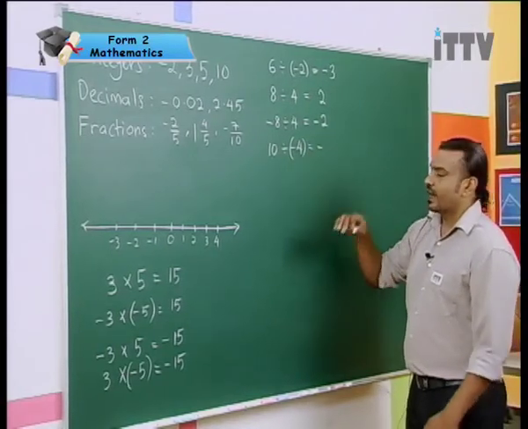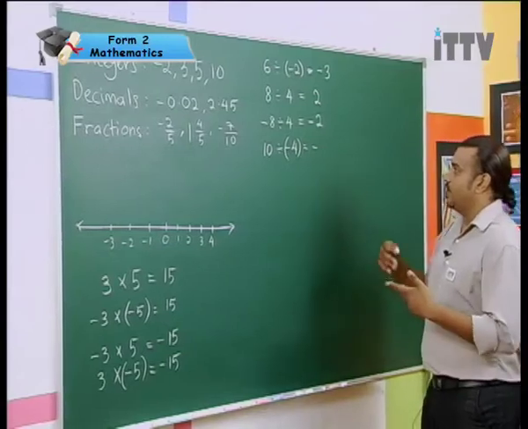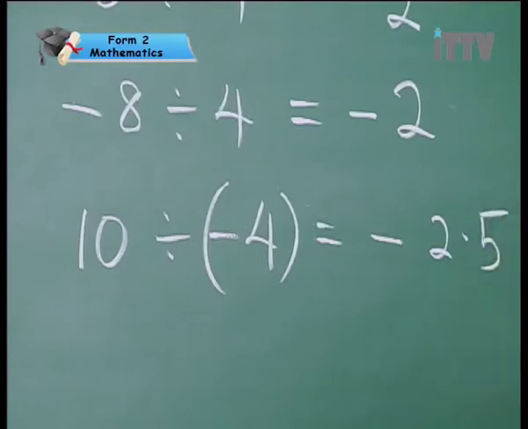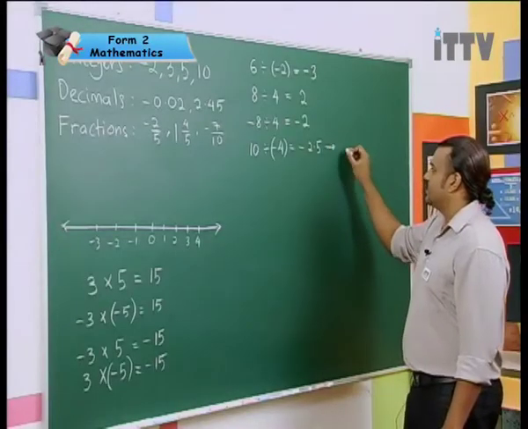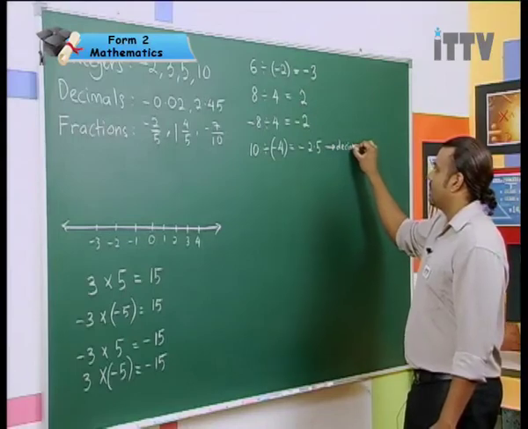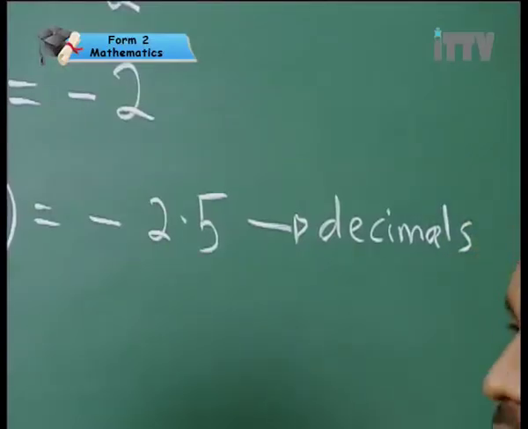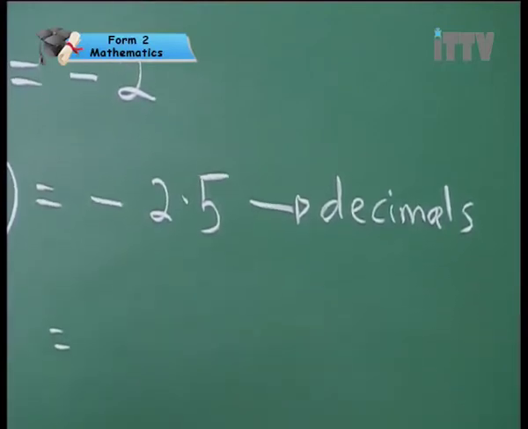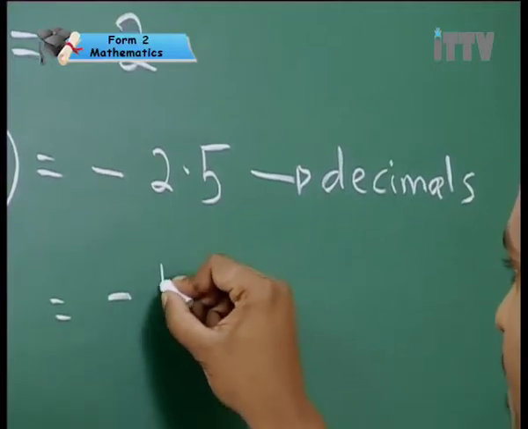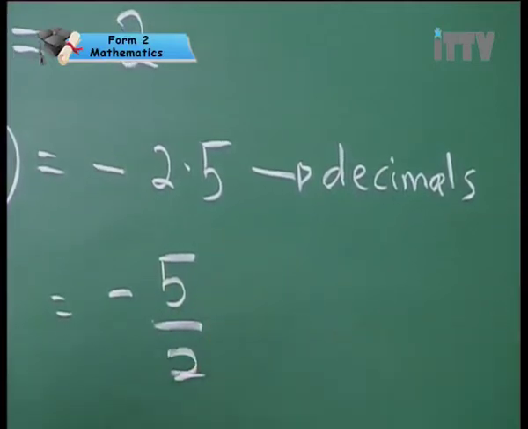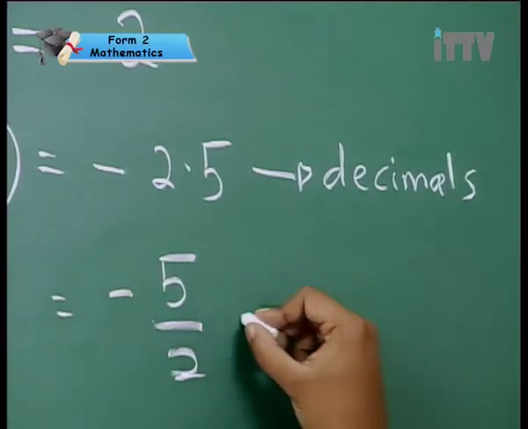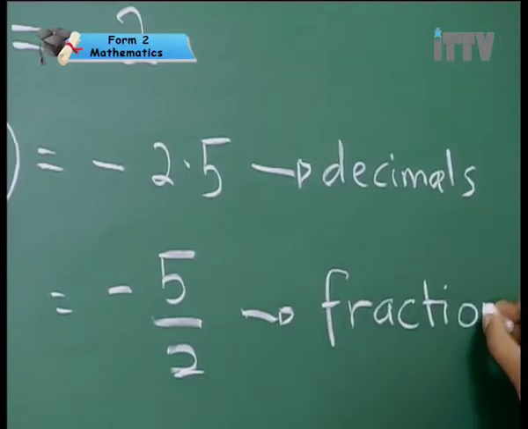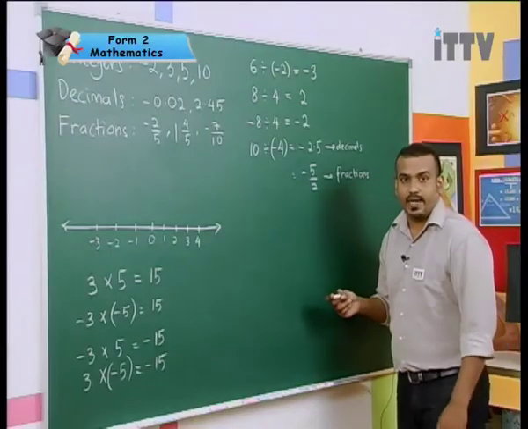Now 10 divided by 4 can be written in a few ways. I can do this: -2.5. Now this, boys and girls, is a form of decimal, right? Or I can also write the same answer in a different way, such as negative 5 over 2. Now when I write the answer in this form, then it becomes a fraction. Very good.